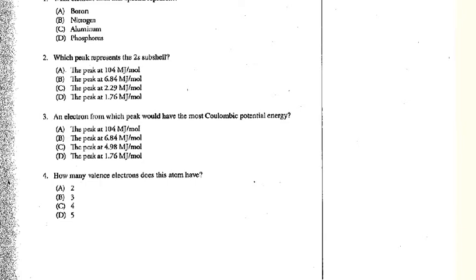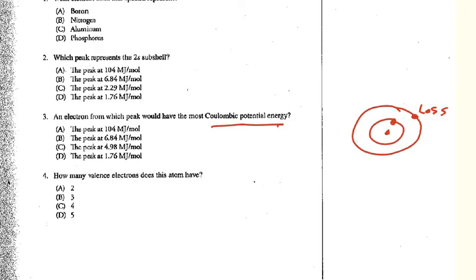Let's look at number 3. An electron from which peak would have the most Coulombic potential energy? You remember that Coulombic potential energy is attraction to the nucleus. And if we think about Bohr models, the ones that are closest to the nucleus have way more attraction because they have no shielding at all. The ones out here have less attraction. So we want to know the ones that are closest to the nucleus.